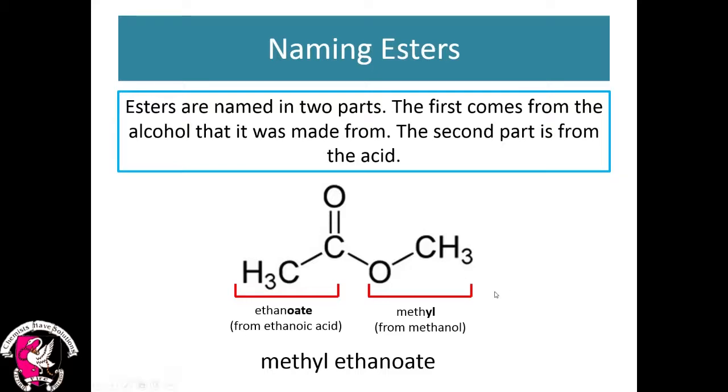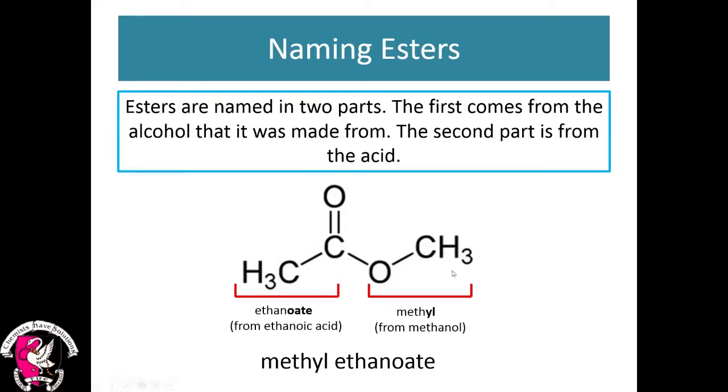So for this one here, we would have methyl, which came from the methanol. So this bit is the methyl, and then this part is the ethanoate, which came from the ethanoic acid. So we'd call this methyl ethanoate. Okay, so the bit that comes from the alcohol always comes first, and then the section that came from the ethanoic acid, from the carboxylic acid or the acyl chloride or whatever.